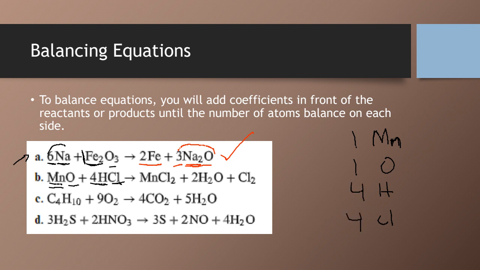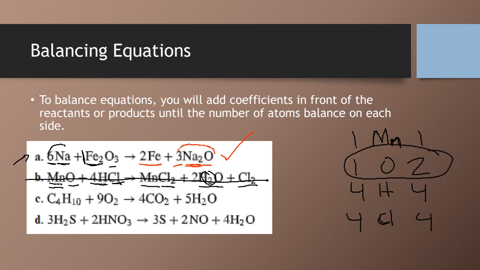On the right-hand side, we have 1 manganese. There are 2 chlorines here and 2 chlorines here for a total of 4. There are 2 water molecules which have 2 hydrogens each, so that's 4 hydrogens, but there are 2 oxygens. So now this one is not balanced, because there's the wrong number of oxygens on both sides.